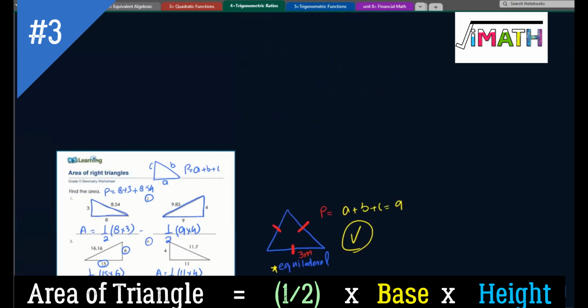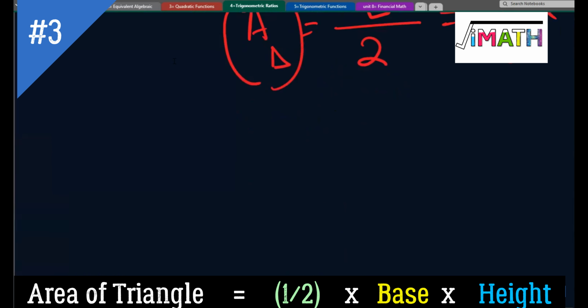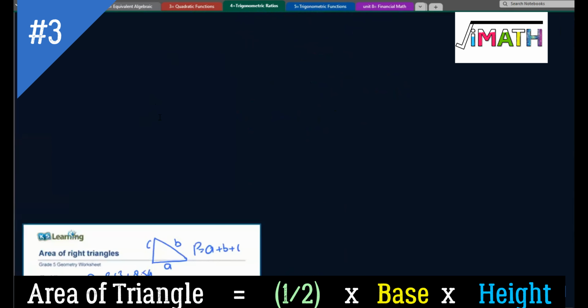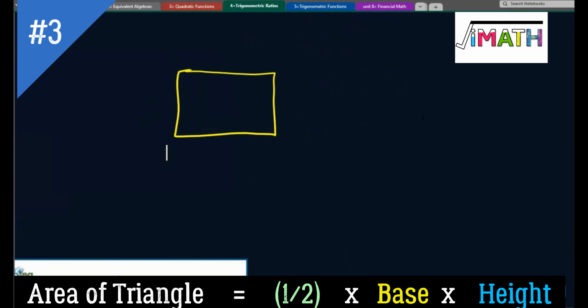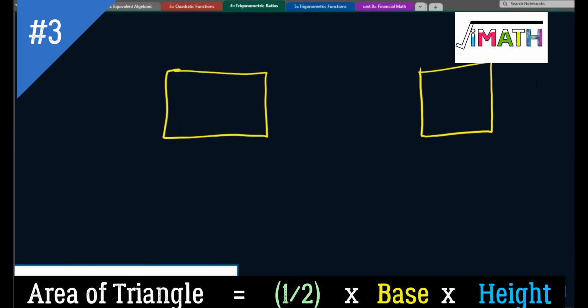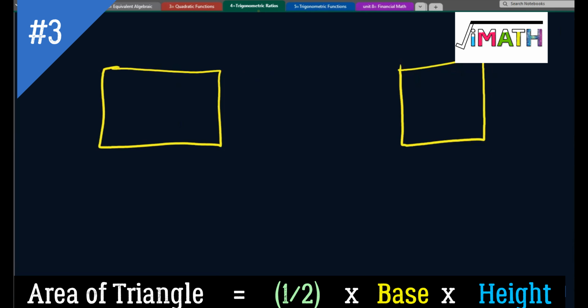Okay, so now it is time for the quiz. Are you ready for the quiz? I think so. You're ready. So this is a rectangle, right? Yes. And this is a square. So what do you think? What's the difference between these two diagrams?